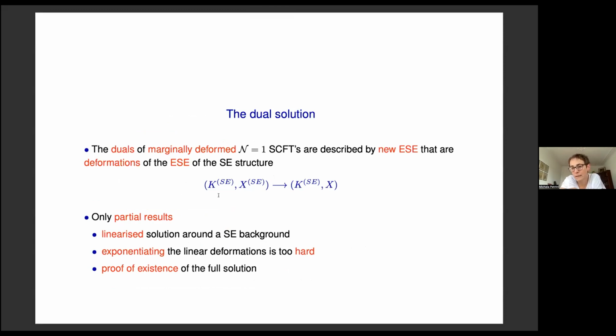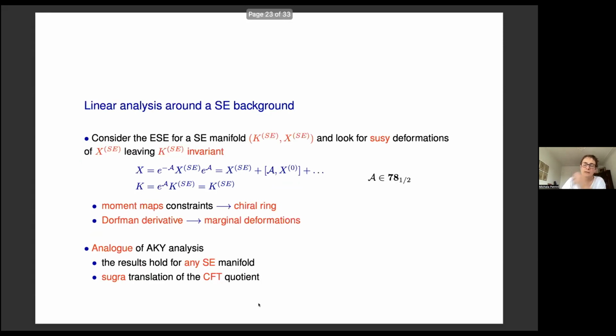We start from the exceptional Sasaki-Einstein structure describing our undeformed N=1 SCFT. And we look for a solution which will not change the K, because we don't have Kähler deformations, but we will change X because we add marginal deformations to the superpotential. So, sorry to repeat, what we find is that we can find a linearized solution. We can't exponentiate it, it's too hard because all the fields are turned on, but we can say something about the full solution. So let's first look at the linearized one.